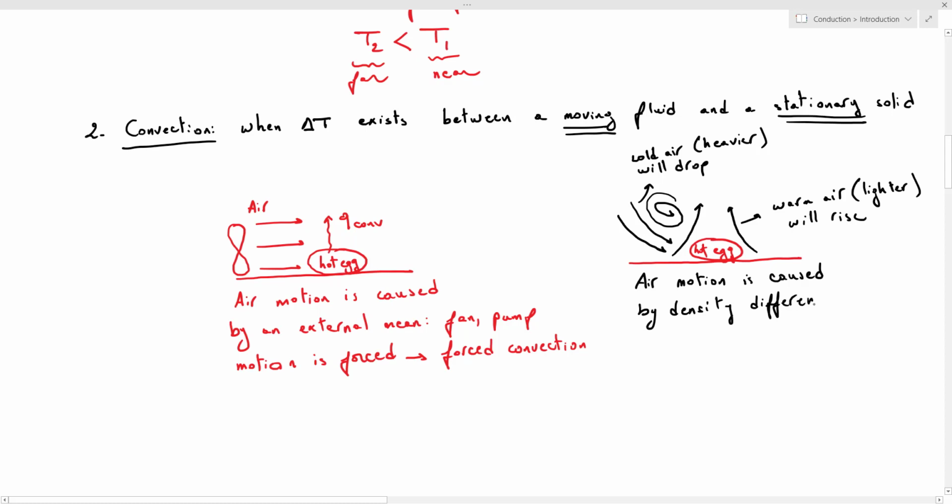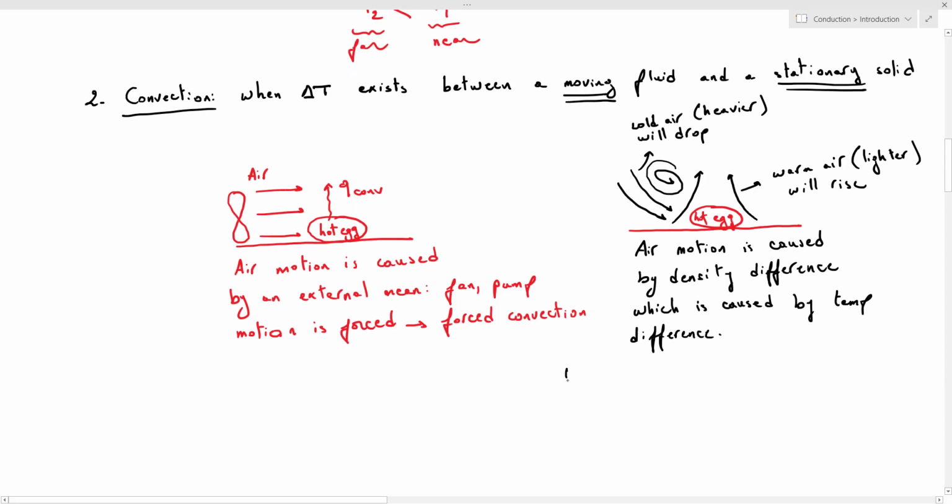And the density difference is caused by the temperature difference. And you can see this using the ideal gas law. If you apply the ideal gas law, in this form, the pressure is equal to rho into R into T. So at constant pressure, if the temperature increases, the product of rho into R into T should be always constant. So if T increases, then the density should decrease.